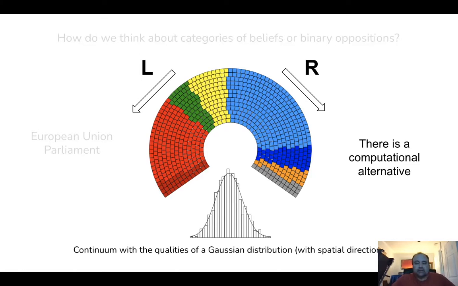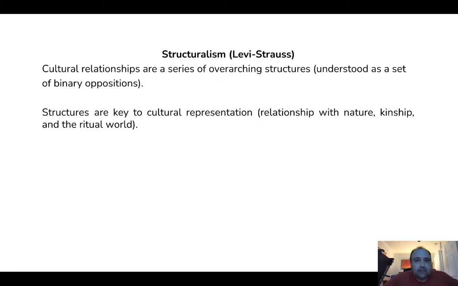We also think of this as coinciding with the qualities of a Gaussian distribution with some sort of spatial direction. A Gaussian distribution is where the mean is in the middle and the extremes are at the end. And then we think of this in terms of left and right. But there is a computational alternative to this, and oftentimes this model is wrong. We'll see how we can overcome some of these problems with this type of conception, but also do this in a computationally rigorous way.